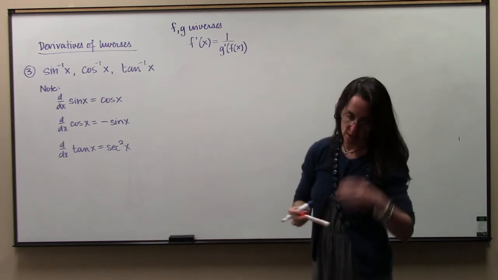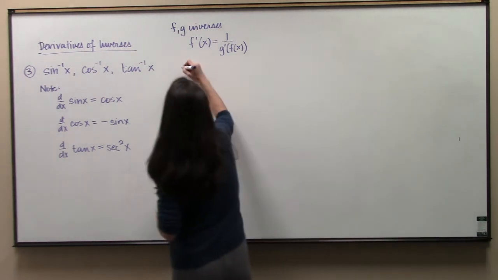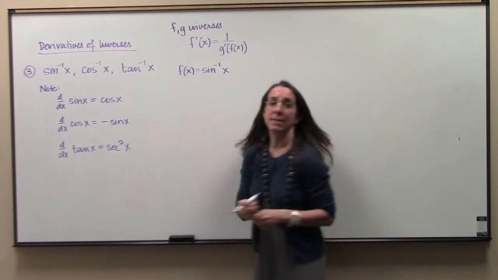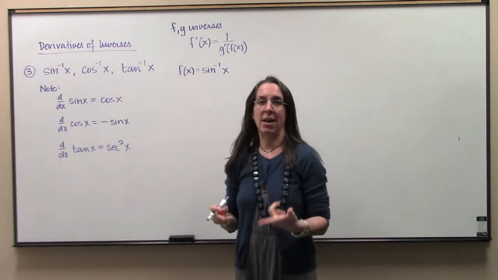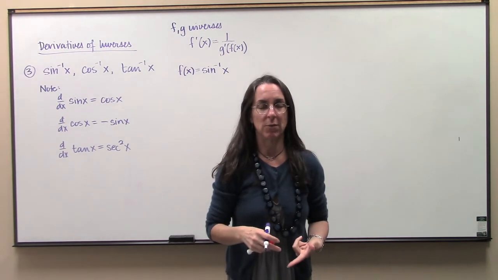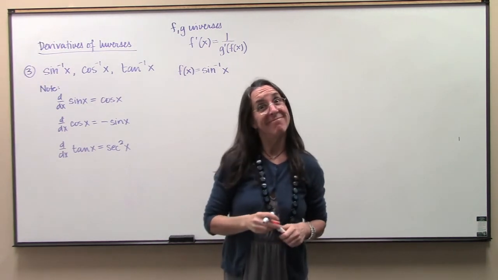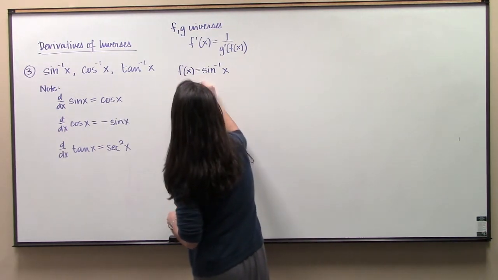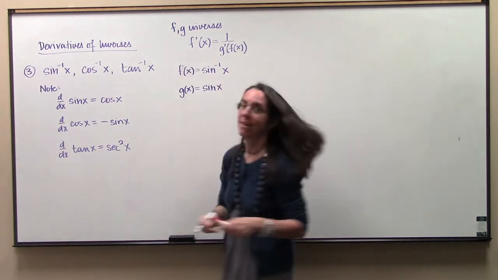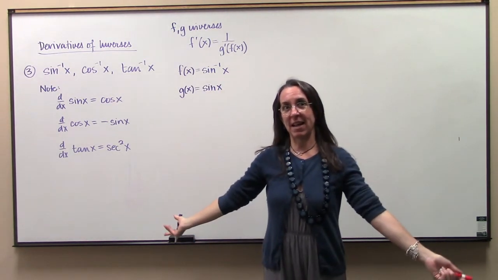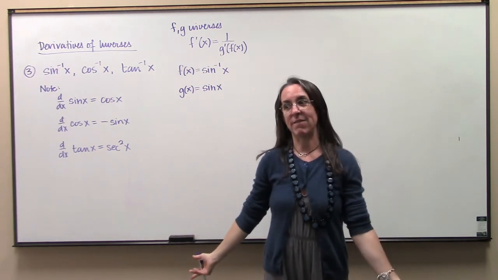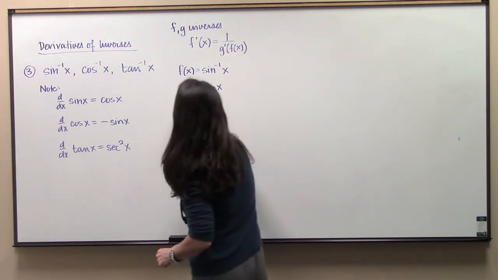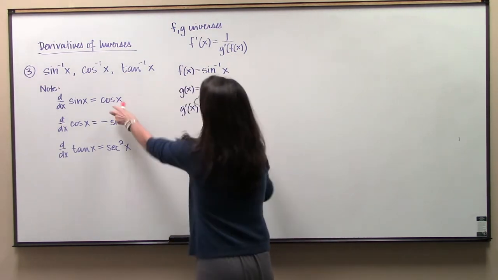Okay, so let's look at arc sine first. So if f of x is arc sine, and if f and g are inverses of each other, then what's g? G is the sine of x, right? That's what arc sine is. It's the inverse sine function. They're inverses of each other. And then we'll also need the derivative of sine, cosine.